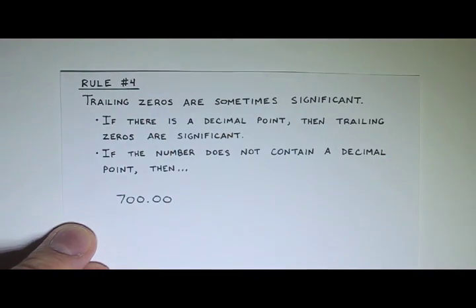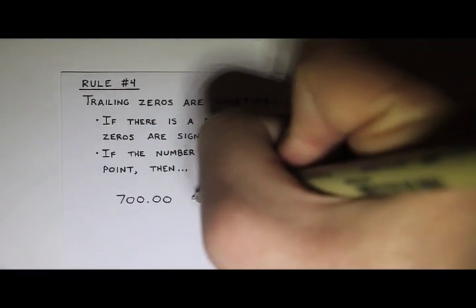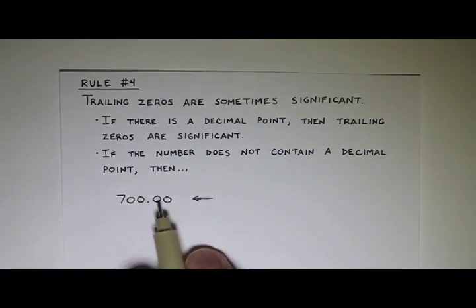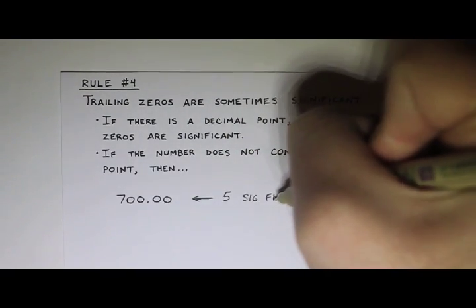In other words, if I had a number like 700.00, so there is a decimal point. These zeros are trailing zeros. They're after any other numbers. So they count because there is a decimal point. So I would say that this has 1, 2, 3, 4, 5 sig figs. Okay, so that makes sense.